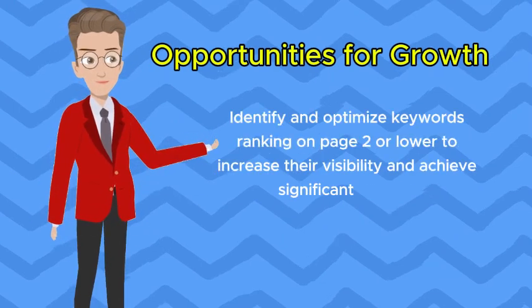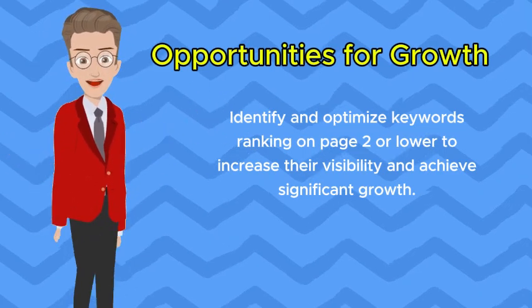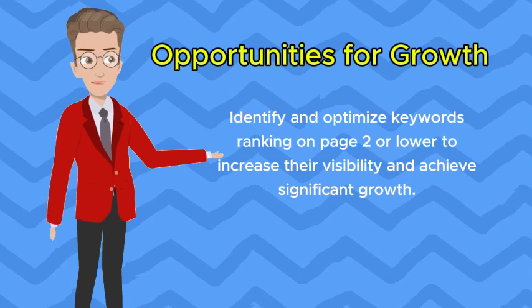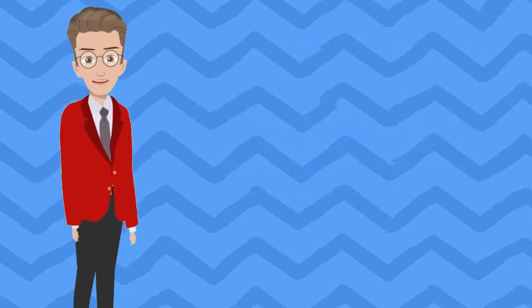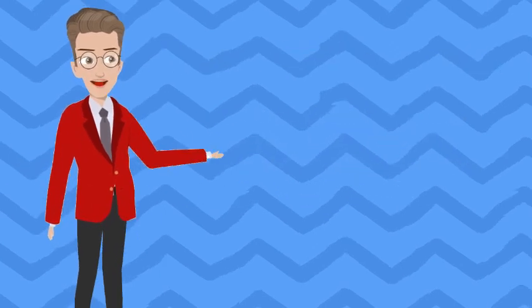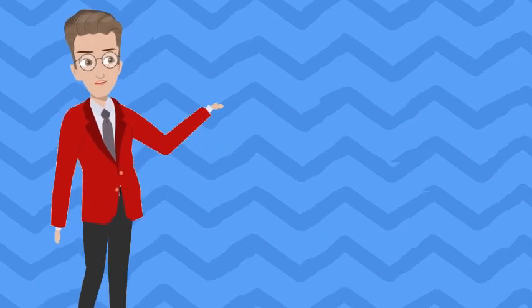Opportunities for growth. Identify keywords where you're ranking on page 2 or lower and optimize those pages to push them onto page 1. Even small improvements can yield big results. Use tools like Google Search Console or Ahrefs to monitor your rankings regularly. Pay attention to fluctuations, positive or negative, and adjust your strategy accordingly.